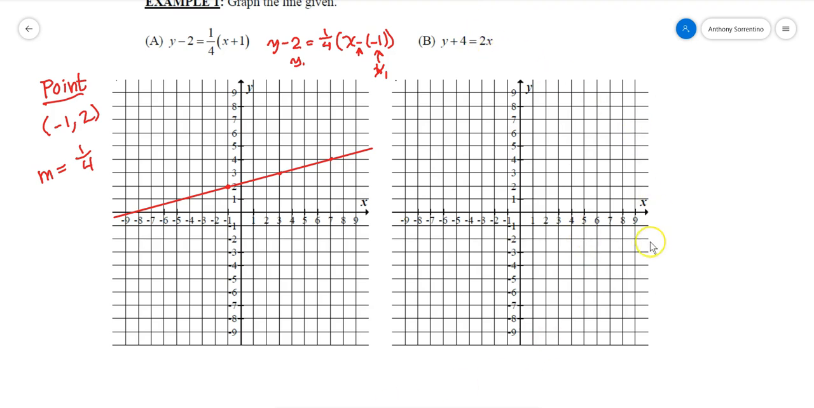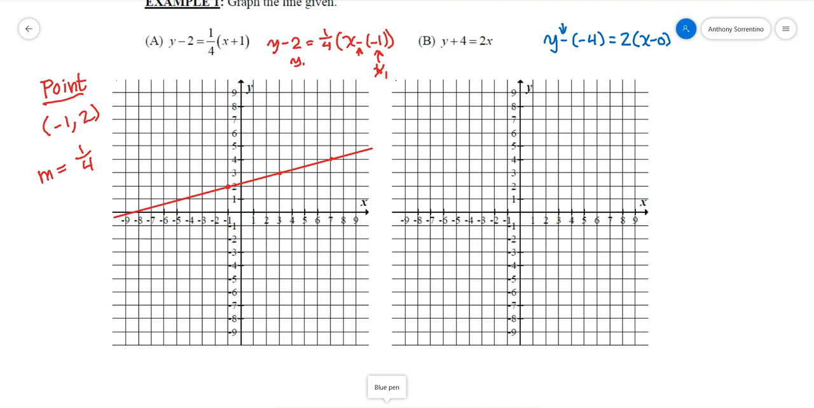The next one is also written in point-slope form. There were a couple things I could do about it, though. One, I could recognize the fact that I could rewrite this as y minus negative 4. Again, this minus sign should be part of the overall structure of the formula. And I could have 2 times x minus 0.